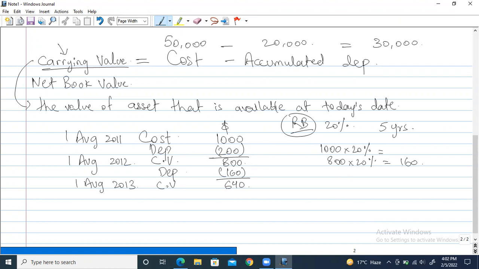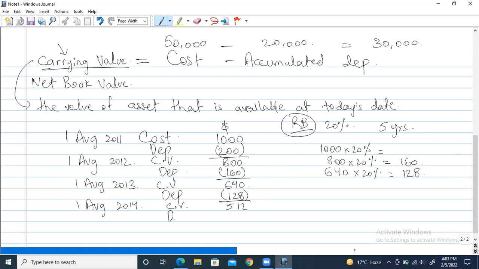Let's check it as well. Just a second. Yes, it's 640. Okay. Now further, 2 years are done. The third year. Now I'll calculate the third depreciation on 640, not on 800, not on 1000, on 640, because we have to charge it on carrying value. So 640 into 20%. So it's 128. So this is 512, and this is the carrying value at 1st August 2014.